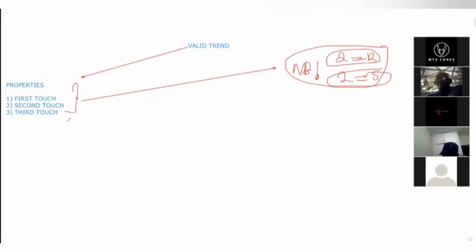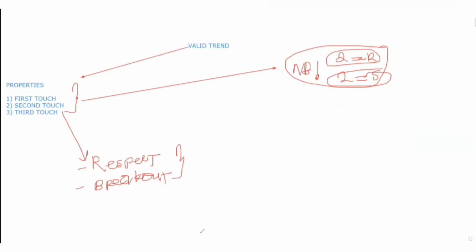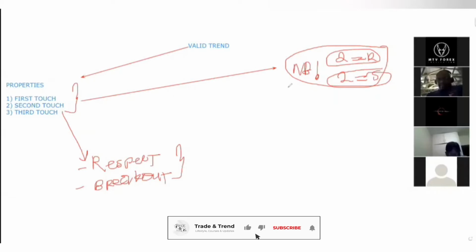And then the third touch of that trend is either the market is going to respect that zone or give us a breakout. Simple. So we have first touch at the resistance, second touch at the support, then the third touch is either the market is going to respect that zone or give us a breakout. Now, one thing you need to know: do not forget the properties of each and every single trend, because if you do forget the properties of those trends, you're not going to understand where the breakout is going to occur, and why the breakout needs to occur at that zone. So kindly do not forget the properties of those trends.